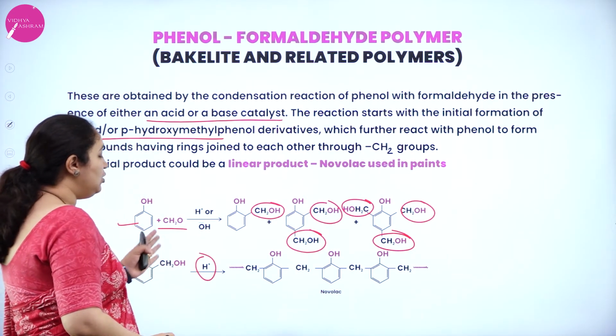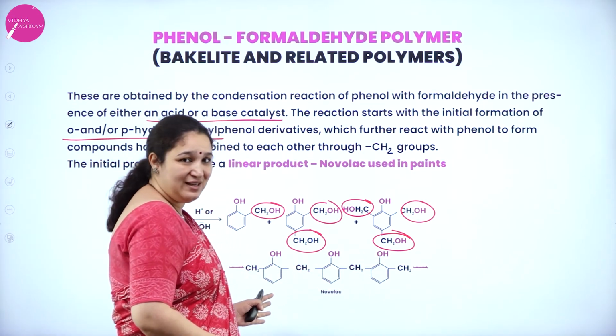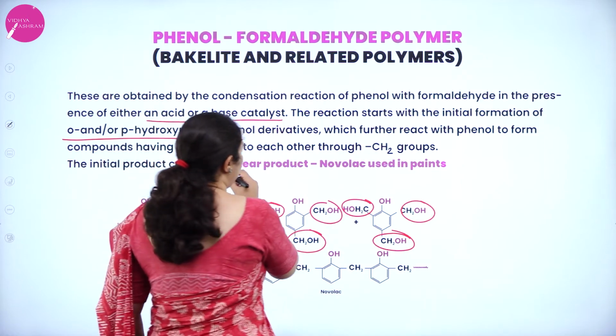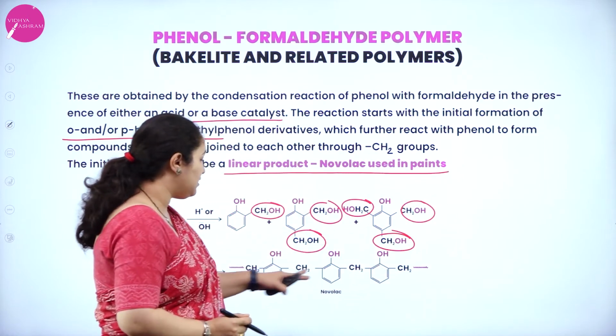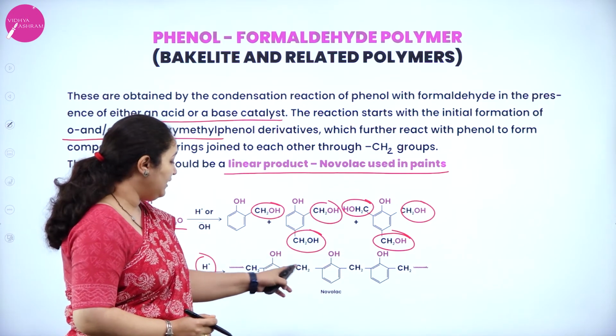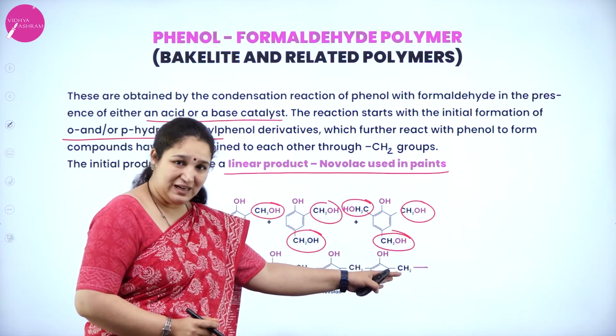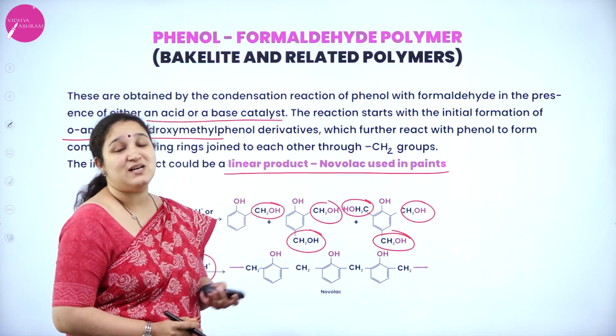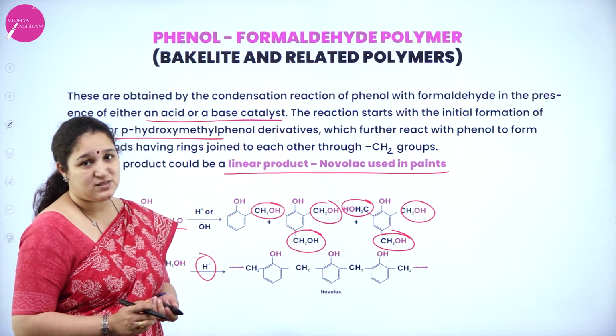Further, this reacts with more number of phenol molecules, or they react with one another in the presence of acid to give a long, single linear chain structure called novolac, which is used in paints. So these are the linear structure. You can see every benzene ring has got an OH group, and in between it has got the methylene group, that is the CH2 group. Such linear product is called the novolac, which is used in paints.